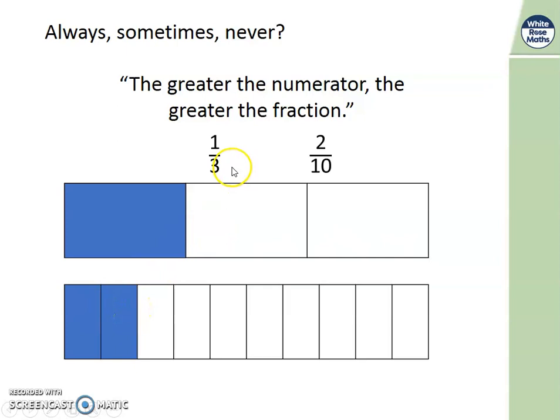Now you should notice in this one that 2/10 clearly is less than that, so it does not prove this. Therefore, it is not always true, it's not never true, it's sometimes true, and I've proved it with 2 examples.